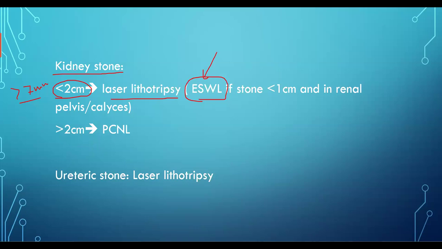Okay. If it is more than 2 centimeter, it is very hard to manage just by laser. In that case, the patient will need a percutaneous nephrolithotomy, which is surgery.